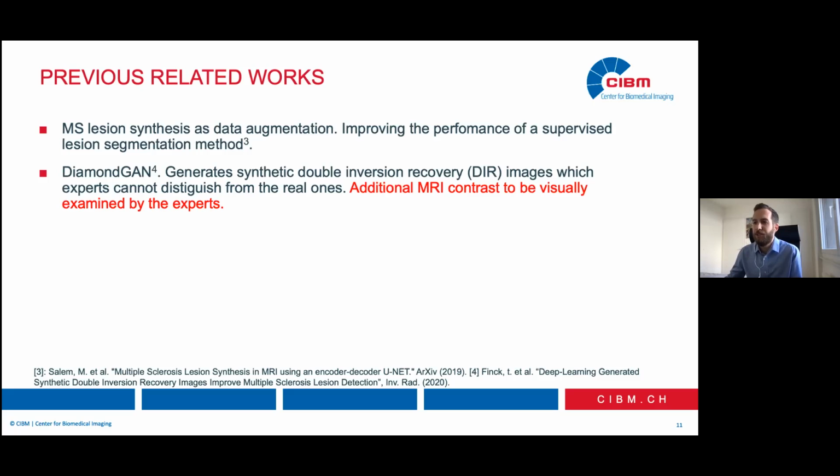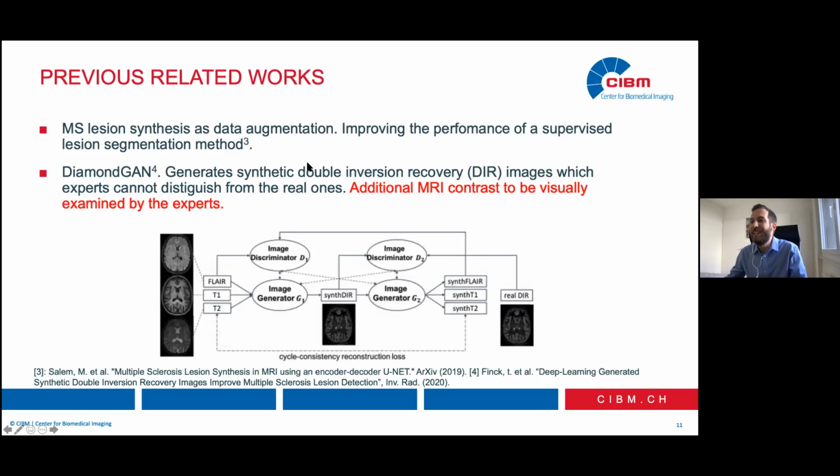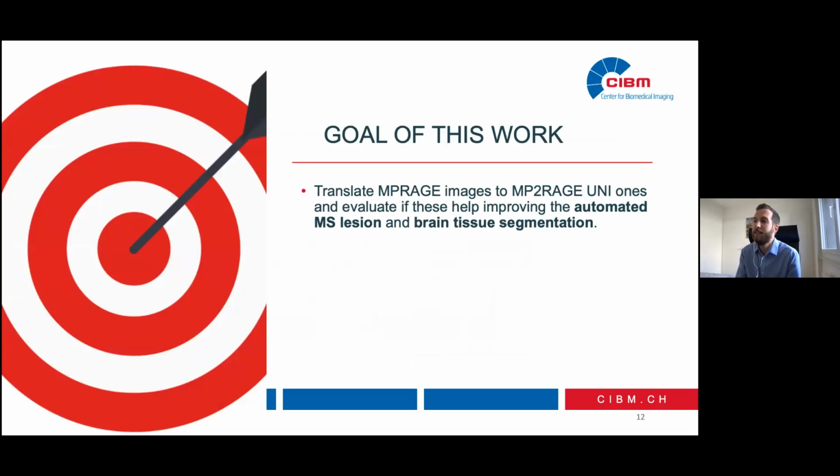Another method, which you might know well, is called DiamondGAN, and was recently proposed to generate synthetic DIR images. And the authors showed that experts couldn't actually distinguish the generated DIR from the real ones. So these are extremely interesting results. One point here, however, is that generating an additional MRI contrast provides additional information which needs to be visually analyzed by the expert. So this brings us to the goal of this work, which is really to translate MP-RAGE images to MP2-RAGE uni ones without trying to create new information, but really trying to have a mapping between the two contrasts.